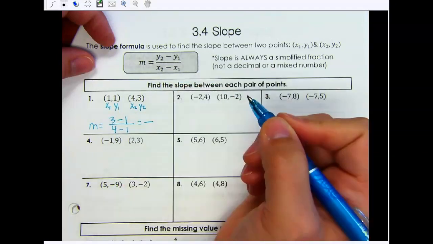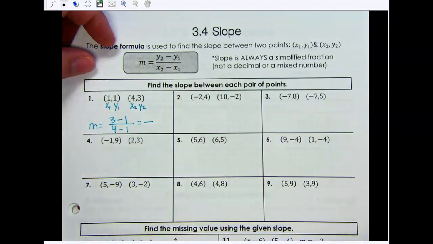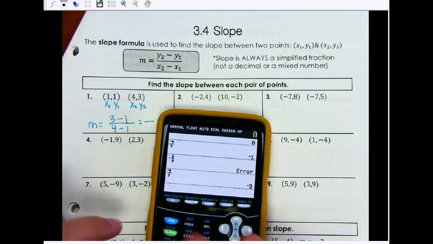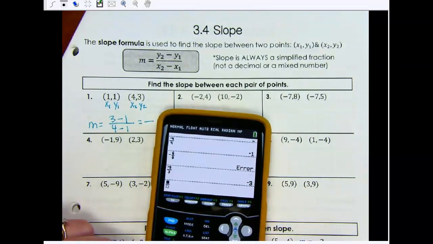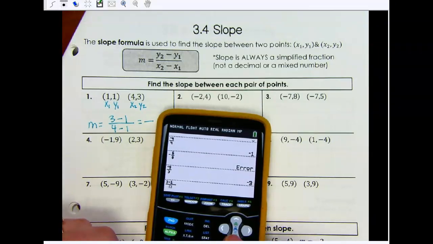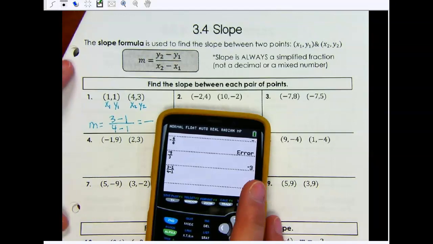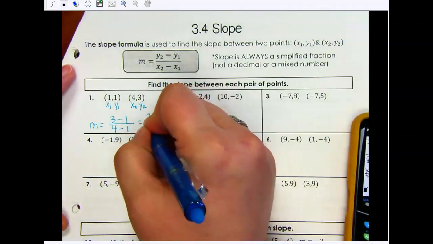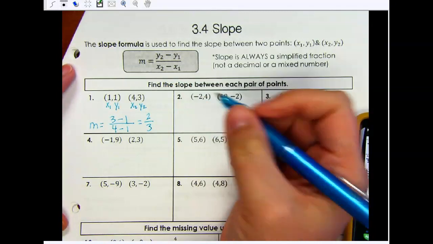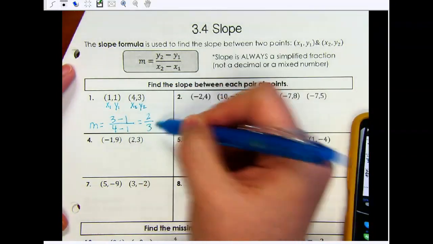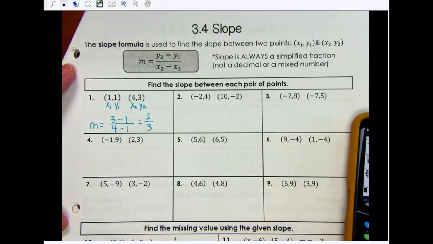And so then you can do this in your calculator. I would very much like for you to use your calculator to do this. I know that you can do it in your head sometimes. That's fine. But this way it's already simplified if you do it in your calculator. So you're just going to type 3 minus 1 on top, 4 minus 1 on the bottom, push enter, and that gives you the simplified fraction that you need so you don't have to worry about simplifying. Now this one, 3 minus 1 is 2, 4 minus 1 is 3, was going to be simplified automatically.